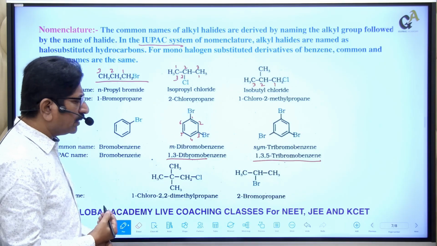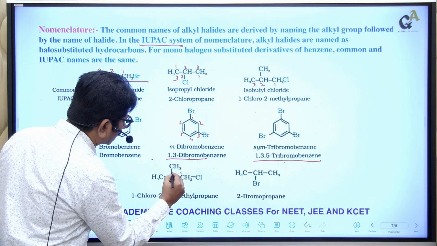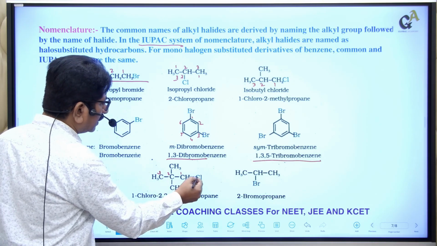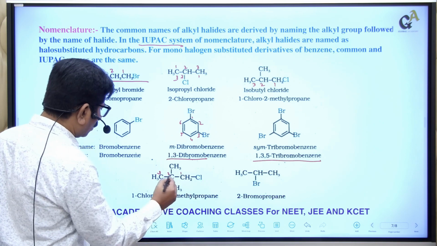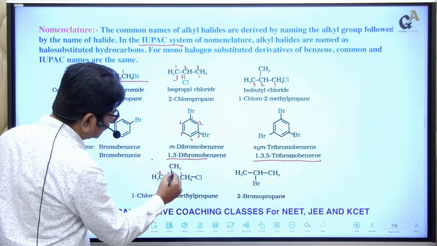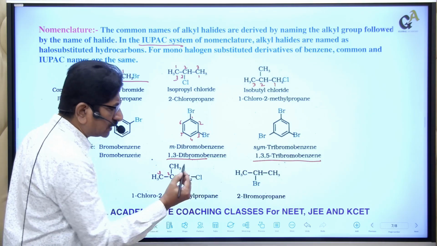Now, once again, we have to start the numbering from here: 1, 2, 3. This is the longest chain, and hence the chlorine has the higher priority, so this will get the first position. So 1-chloro, 2, 2-dimethyl propane. There are two methyl groups.